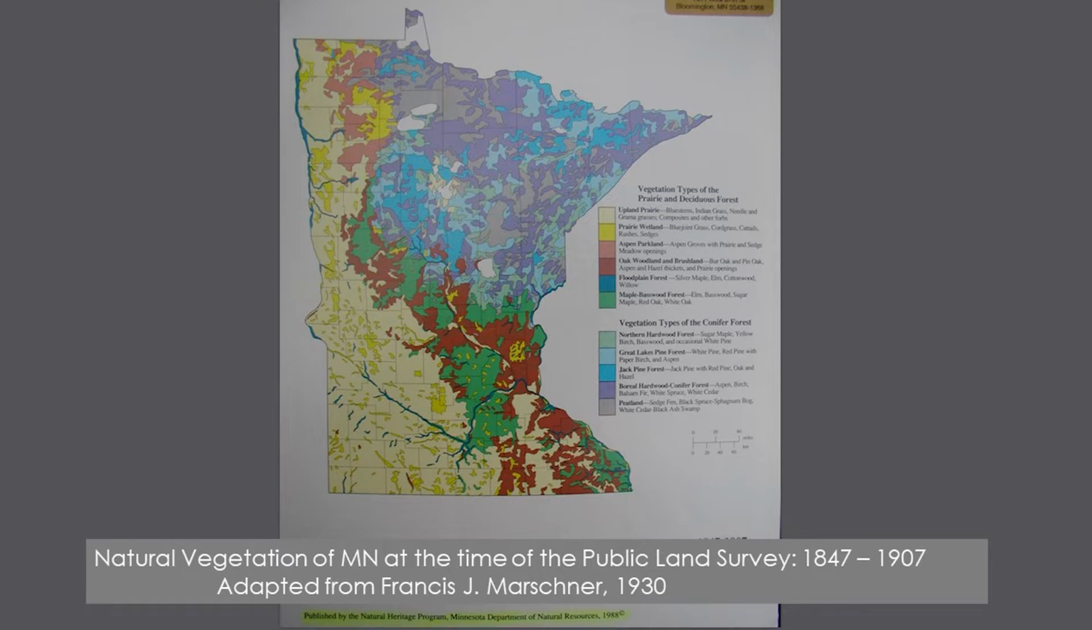And the really wonderful thing that they did when they did the land survey was take all kinds of information about the habitats. Was it a wetland? Was it an oak forest? They took information about the trees, the shrubs, the herbaceous plants, everything, which was fantastic. So about 1930, Professor Marschner from the University of Minnesota compiled all that data and put it into a very complex map. This is a simplified version of the map that he put together.